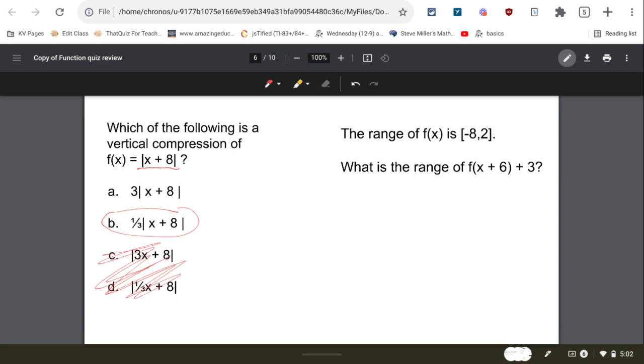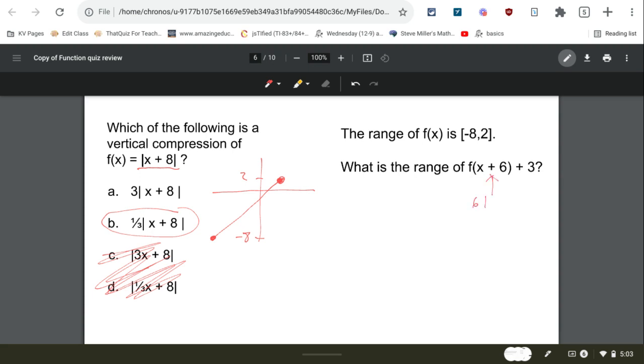Let's see here. The range of f of x is negative 8, comma 2. That just means that the lowest it reaches is negative 8, and the highest it reaches is 2. So it might look something like this. Negative 8 and 2. All right, the lowest that this made-up function goes down is negative 8, and the highest it reaches is 2. What is the range of this new thing?